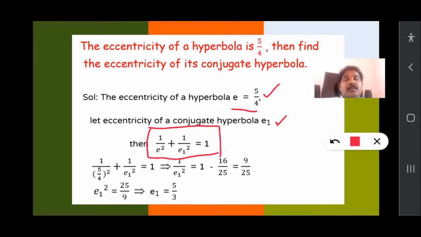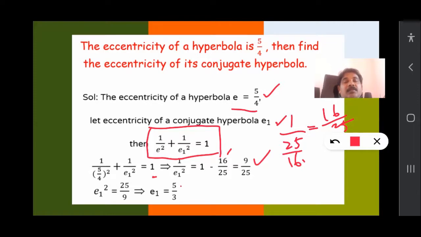Therefore, substitute e is equal to 5 by 4 in the condition: 1 by 5 by 4 whole square plus 1 by e1 square is equal to 1. Therefore, 1 by e1 square is equal to 1 minus 16 by 25. 1 by 5 square by 4 square, this is 25 by 16, so its reciprocal is 16 by 25. Therefore, 1 minus 16 by 25, LCM 25, is 25 minus 16 by 25. Therefore, 9 by 25.